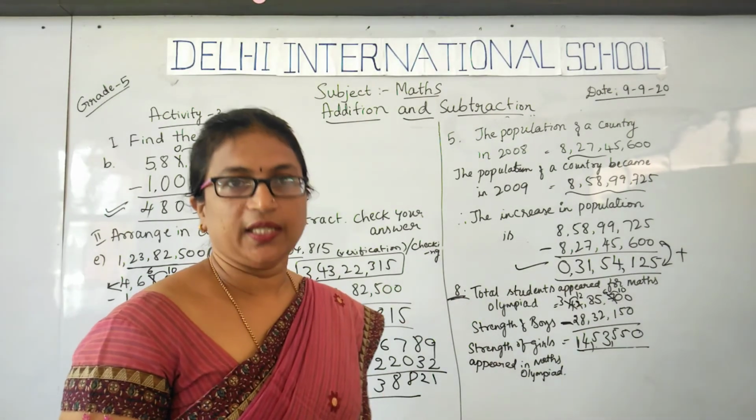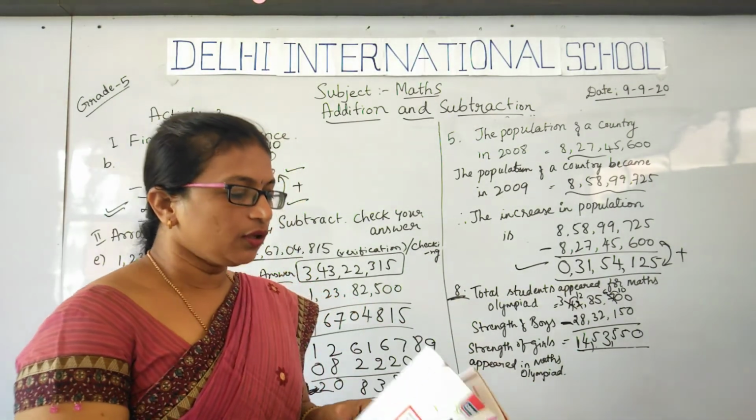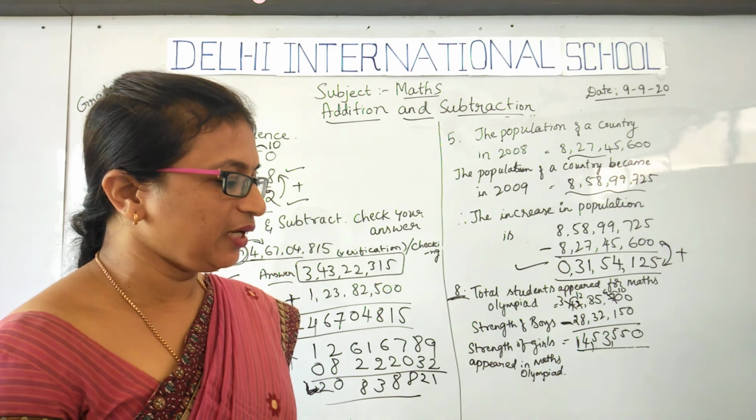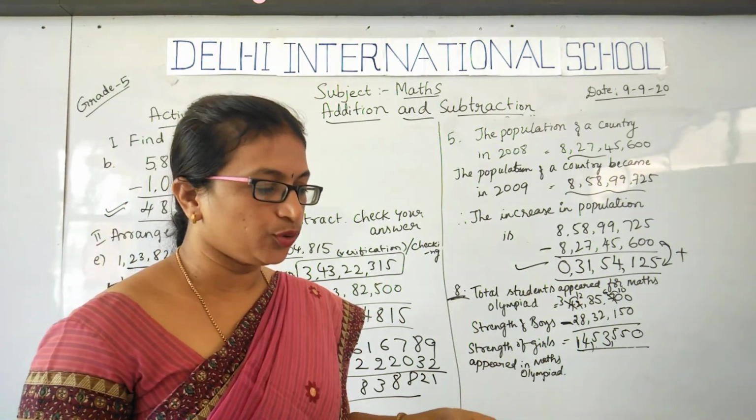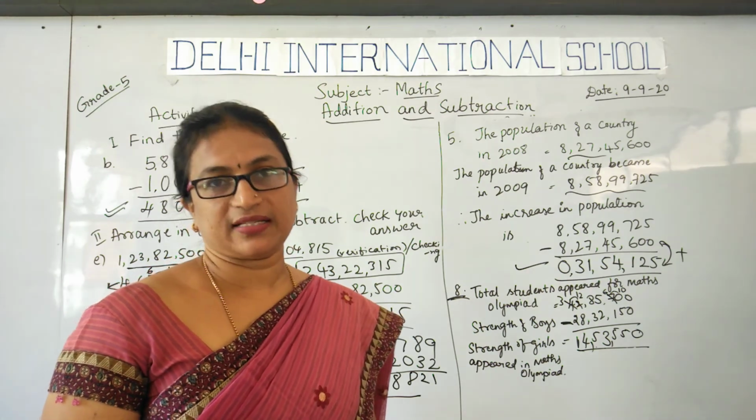So Activity 3 is over. The remaining problems you have to do on your own. And also you have to do the mental math corner and the review exercise.